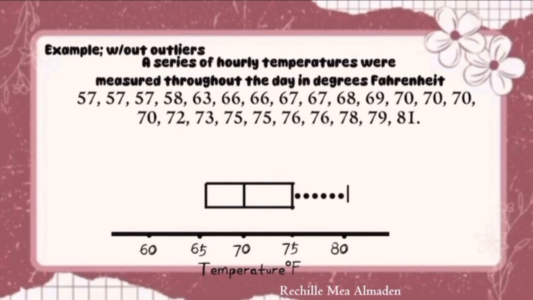Here also, 1.5 IQR below the first quartile is 52.5 degrees Fahrenheit. Then our minimum is 57 degrees Fahrenheit. So therefore, our lower whisker is drawn at the value of our minimum, which is 57 degrees Fahrenheit.